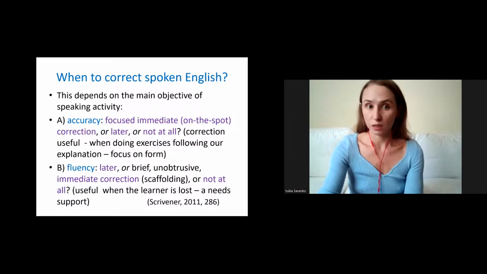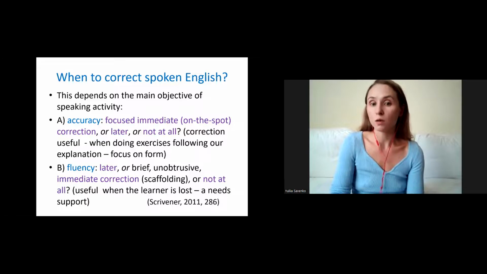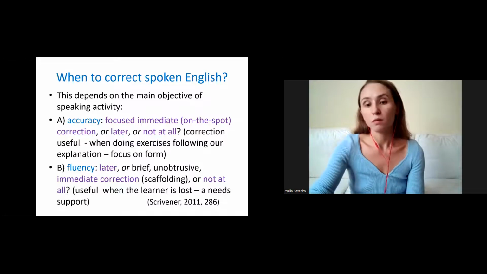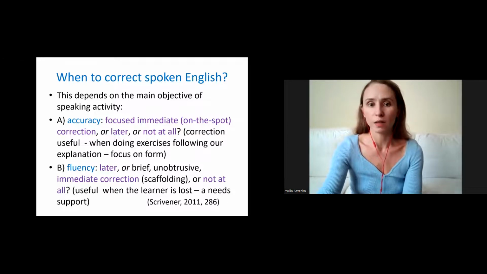When to correct spoken English? It all depends, because we need to understand if we focus on accuracy or fluency. If our lesson is focused on accuracy, it can be corrected on the spot, or you can also use delayed error correction after the activity. But if your focus is fluency, you can do it later, briefly, or not correct at all. Because for you, for example, it's more important that learners finally can express their thoughts and use new vocabulary.